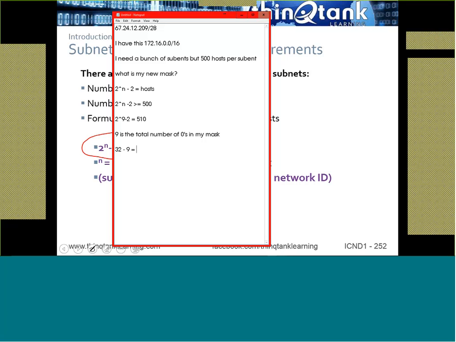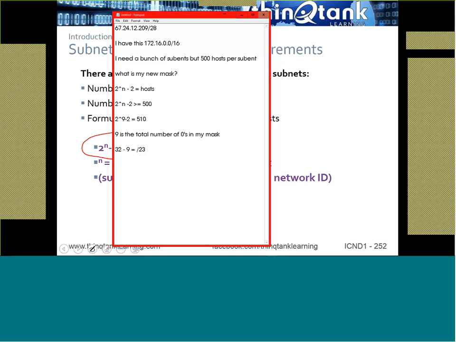23. Go ahead. 23. So my mask is /23, right? I started with /16, and I ended up with /23.